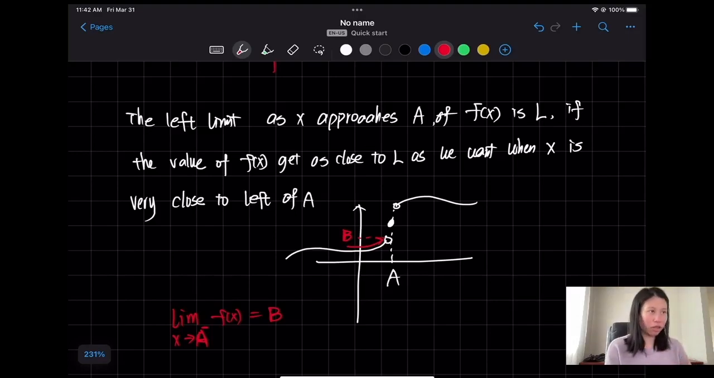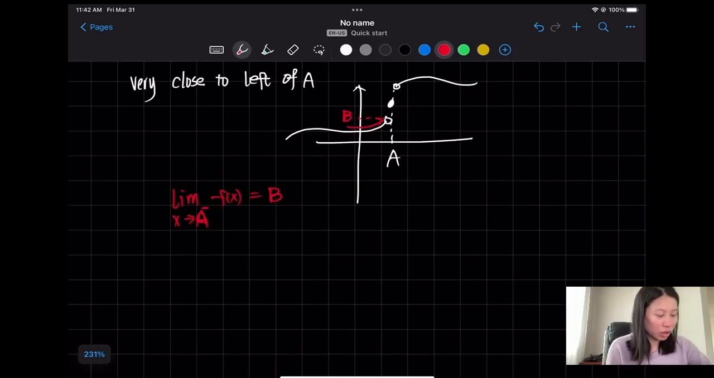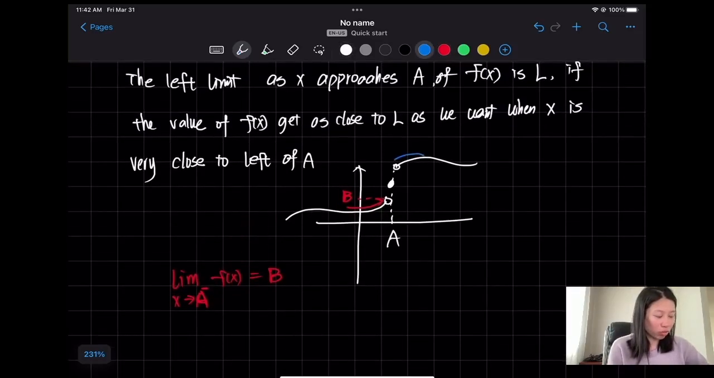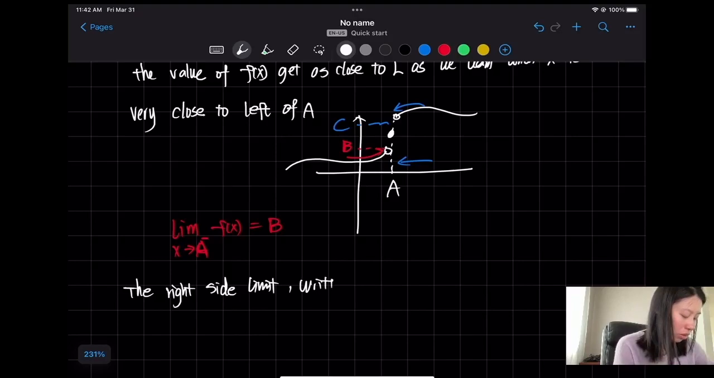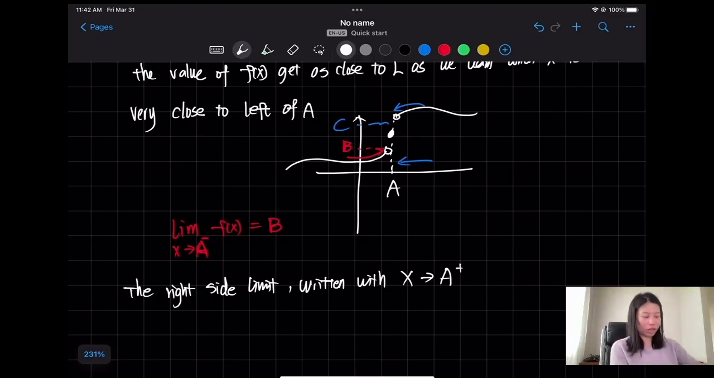Okay, so what is the right limit? The right limit has a similar idea, which is you approach it from the right side of a, and let's say this equals c. So we can say the right side limit is written with x approaching a plus. This is a minus if it's the left side. And then we can write it as the limit as x approaches the right side of a equals c, because that's equal to c.